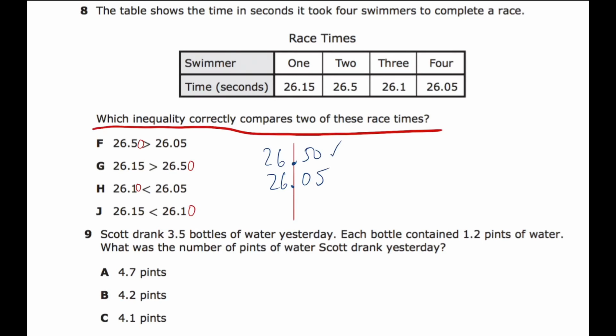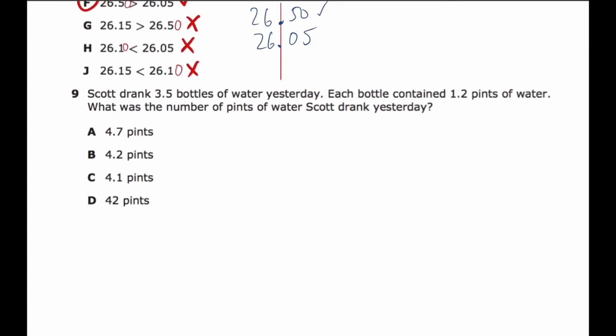But I'm also just going to think of it as money. So I'm just giving you multiple ways of looking at this. So $26.50 is bigger than $26.05. That is true. $26.15 is bigger than $26.50. Nope. $26.10 is less than $26.05. Nope. $26.15 is less than $26.10. Again, nope. So either way that we use, or either strategy, will confirm that that is the correct answer.